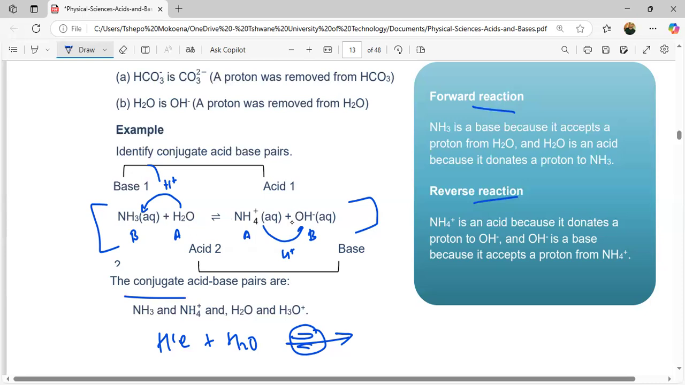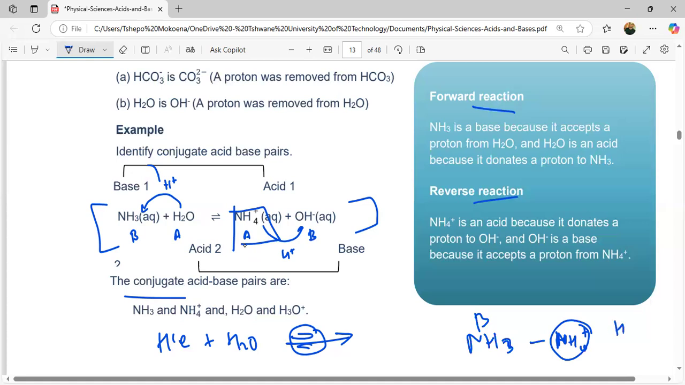In an exam, you know what they can do? They can just say this: give the conjugate acid of ammonia. They say this is a base, by the way. Give the conjugate acid of ammonia. Here's the conjugate acid of ammonia. It's going to be, this is an acid, NH4 plus ion. This is the conjugate acid.